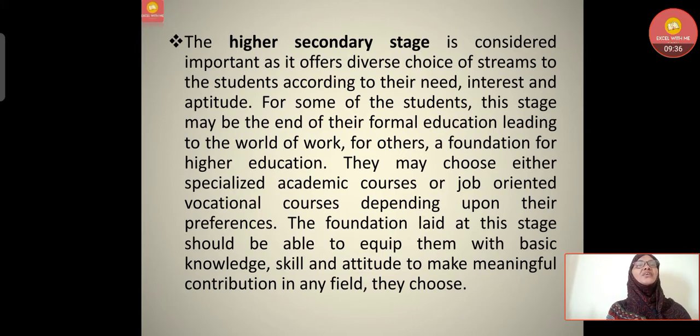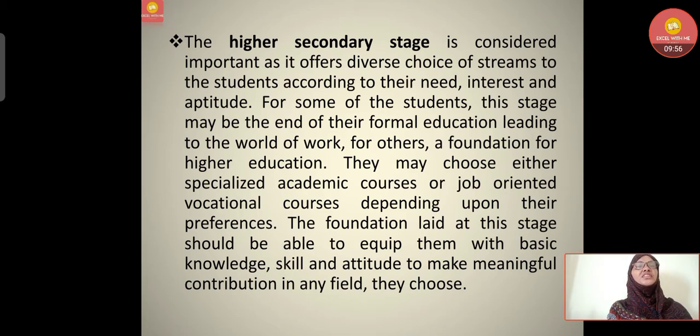Now, the higher secondary stage is considered important as it offers diverse choice of streams to the students according to their need, interest and aptitudes. Obviously, when they pass out 10th class, they should understand which stream they are interested in, science, arts, mathematics, whichever. It will come at this stage.